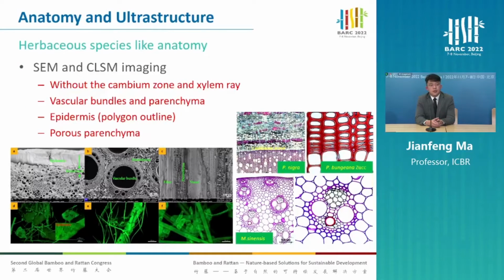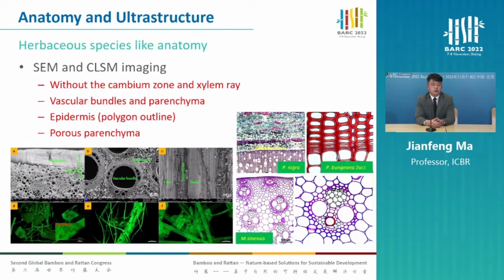As we know, hardwood and softwood have a band area called the cambium zone, which divides and differentiates into phloem and xylem. While for the rattan biomass, from the SEM image, we can see that it does not have the cambium zone and the xylem ray. It displays the typical vascular bundles surrounded by the parenchyma. The outermost layer of the rattan cane is the epidermis. It has a polygon outline.